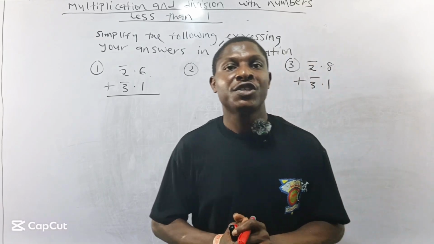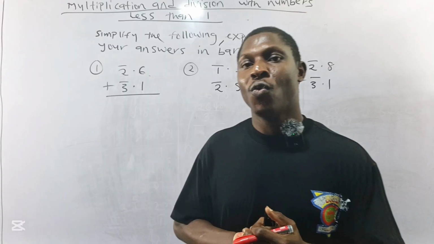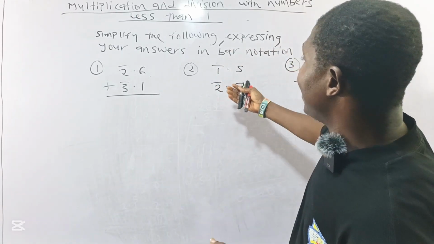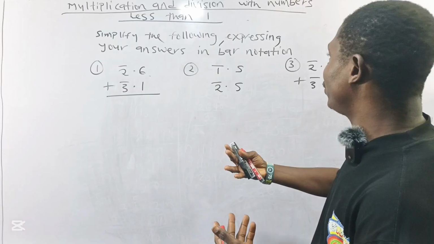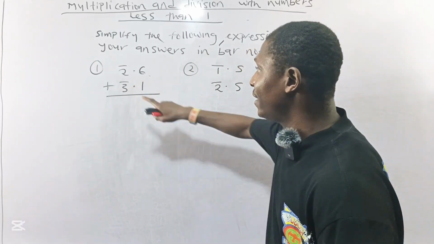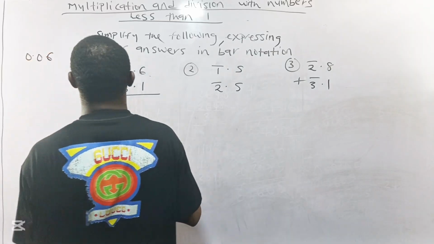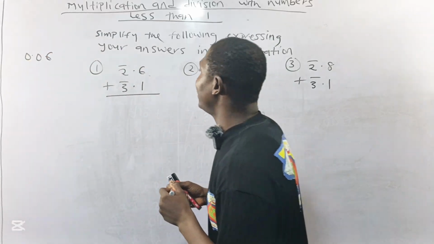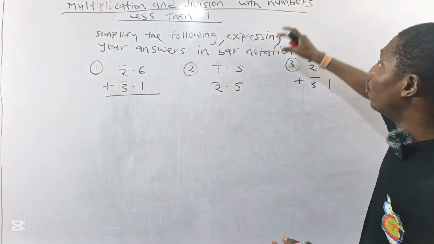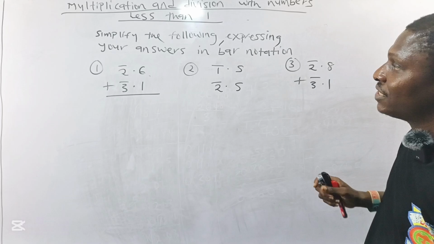So we'll be dealing with multiplication and division of numbers that are less than 1. But before I start that, I want to explain how we can add or subtract, divide and multiply numbers that carry a bar. This bar 2 here simply means just like 0.06. So how do we add and subtract it? It will give us a better insight on how to treat this multiplication and division with numbers less than 1.